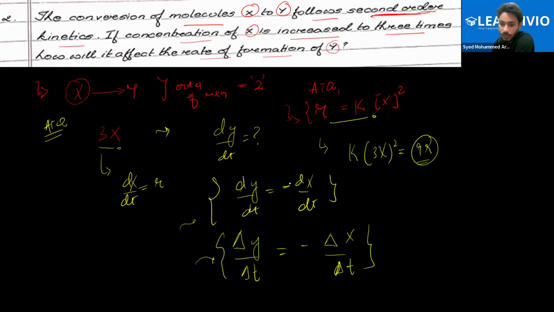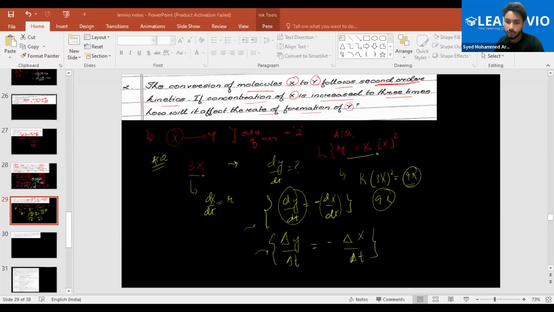So basically, the rate expression for dy upon dt would be 9r. So what will happen with my formation of y? It will become 9 times. That's it. Very simple question. Are you getting my point or not? Yes, the answer would be 9 times. Very simple question.